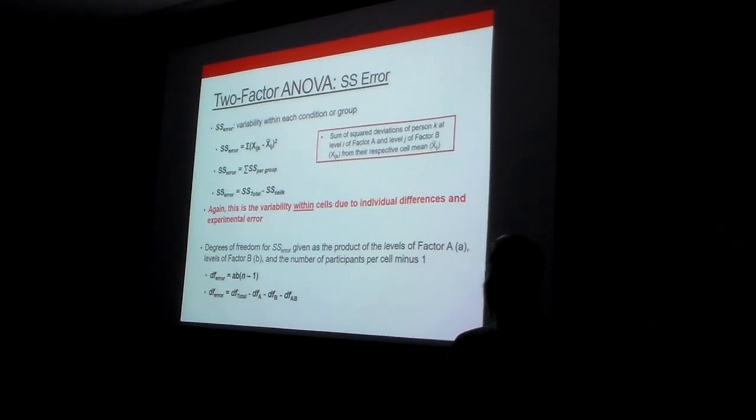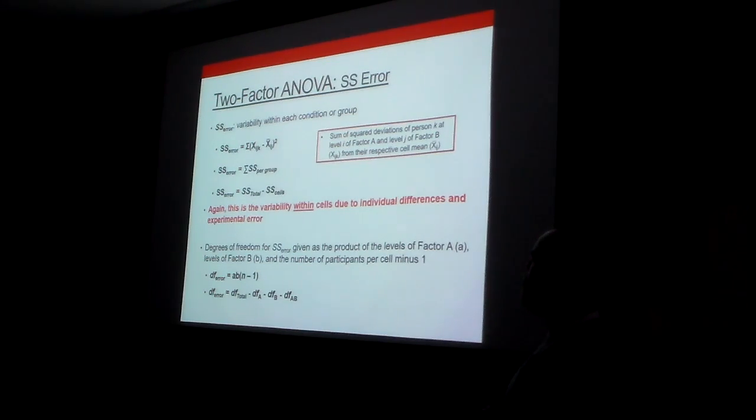So we want to see to what extent people are deviating from their cell mean, and we do that for everybody within the study. We can also do this computationally by adding up the sum of squares per group, or we could get this by subtraction: sum of squares total minus sum of squares cells. We're going to calculate sum of squares cells later; we don't have that yet. But we want to see that all this fits in with one another.